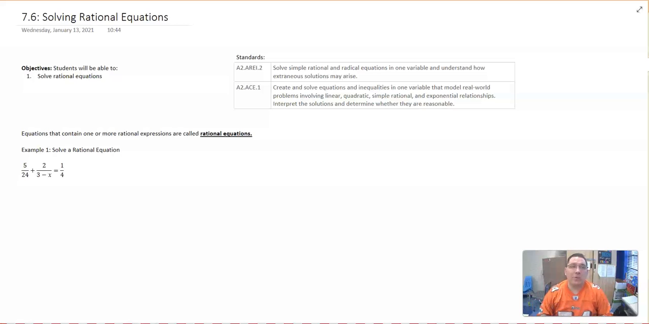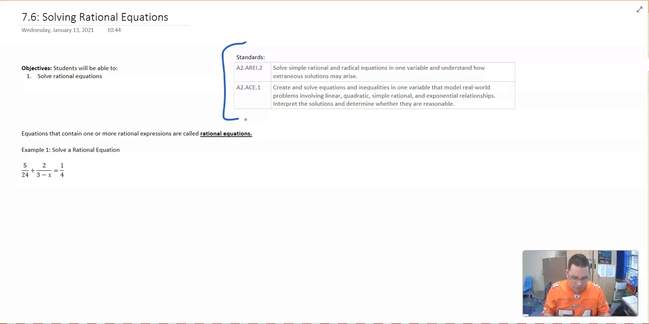Hey there, y'all. Today we're going to look at 7.6 on solving rational equations. In this section, you're going to be able to solve rational equations. And that falls under two standards for us in Algebra 2, AREI 2 and ACE 1. Now, here's what we're going to be able to do. We want to look at what is a rational equation and how do we solve it, right?